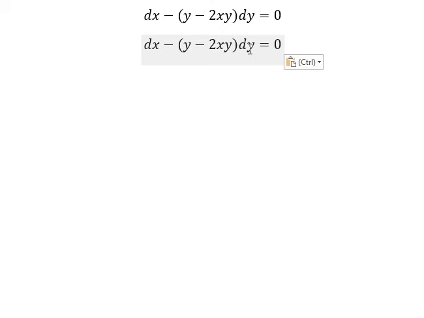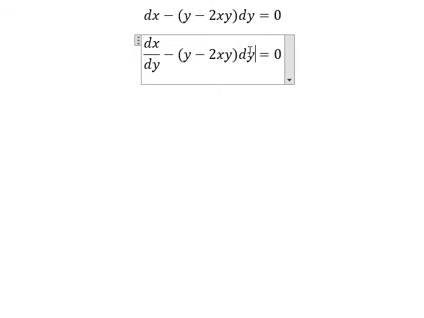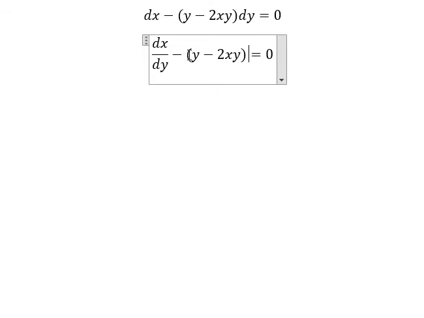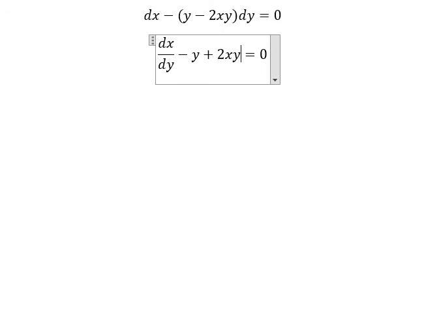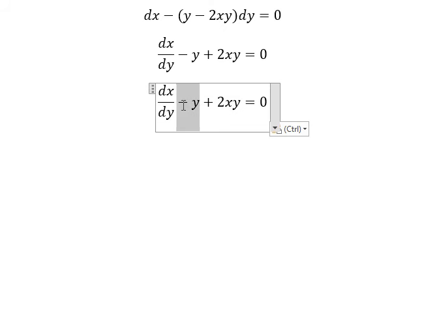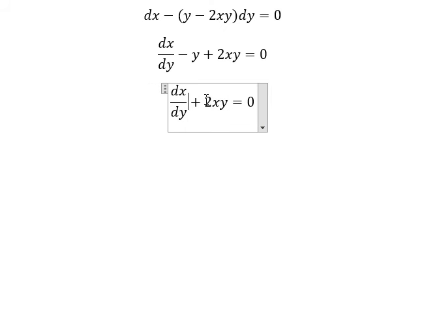We divide both sides by dy. Now we need to open parentheses of this one. And you got about negative y plus 2xy. Next, I will put negative y go to the right, and you got about positive y.